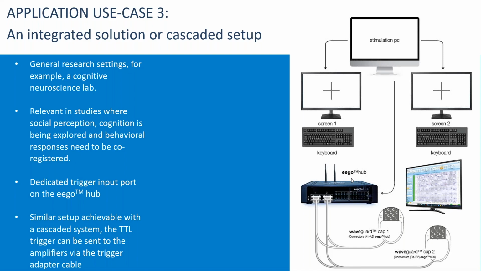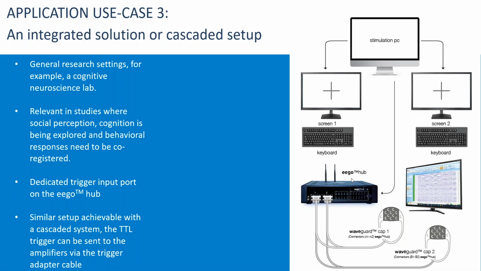For your purposes and depending on the task that you're running, you might want to have 2 screens attached. So if it's a visual paradigm, for example, you want to show subject A and B the same screen or the same schematic on the screen, and you have a keyboard or a mouse, etc., to register their responses. Again, this is very much possible also with the cascaded setup, which you don't see in the picture, but it is something that all of our amplifiers can do, especially the Eego MyLab amplifiers.